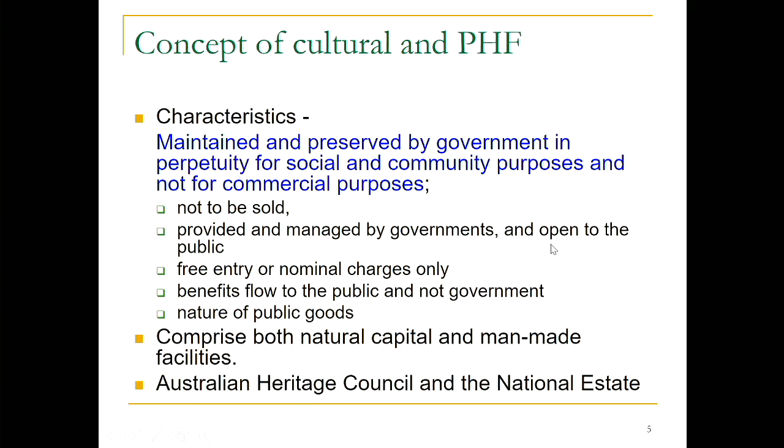Cultural and public heritage facilities can include both natural capital and man-made facilities. Natural capital includes the ones we looked at just now, like the Great Barrier Reef, the rainforest, Lord Howe Island, and the Blue Mountains. Man-made facilities mainly refer to things such as paintings, the war memorial, military equipment, or rare architectural artifacts, etc.